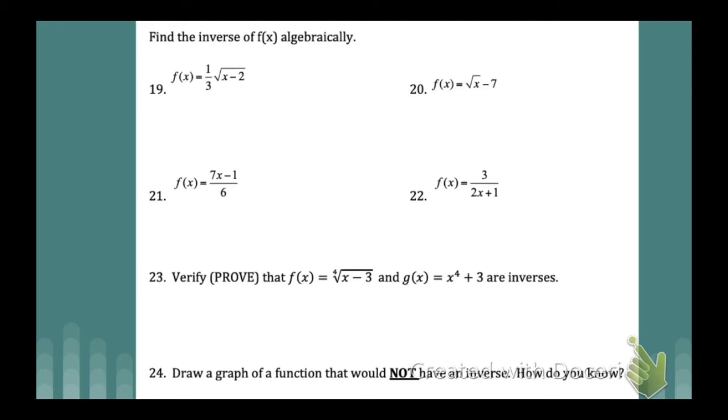For problem 23, we're going to prove that these two functions are inverses. Look back in your notes and recall how to do that. We're going to use composition here. There's going to be 2 things that you need to do. We're going to find f composed with g and g composed with f and see what those equal. 24, we're going to draw a graph of a function that would not have an inverse.